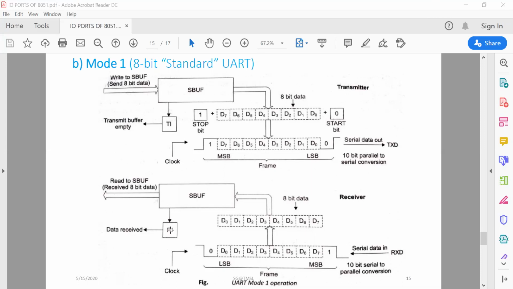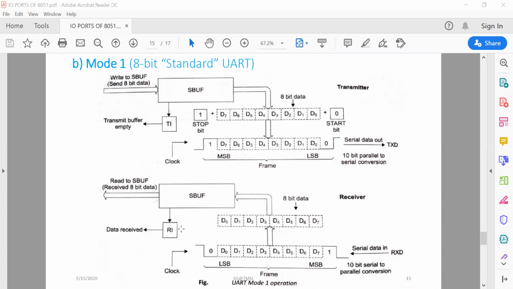So here basically RI is used, and the received byte is loaded into the serial buffer register. The start and stop bits are separated by the hardware. Once the frame is completely received, the stop bit goes into RB8. RB8 is there in the SCON register, in bit 2.